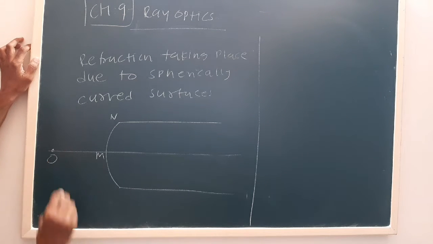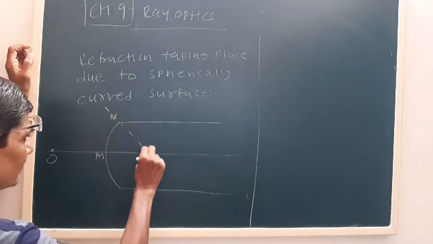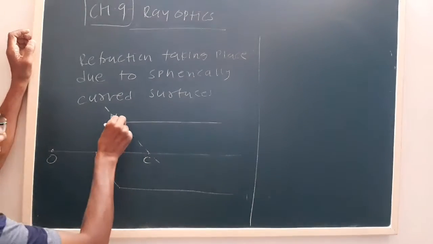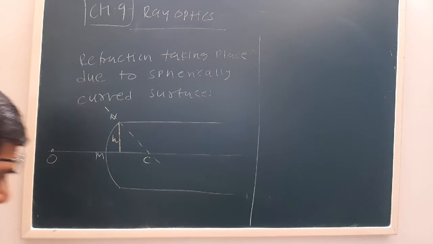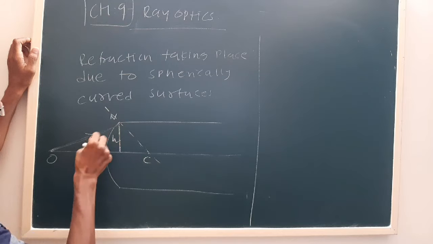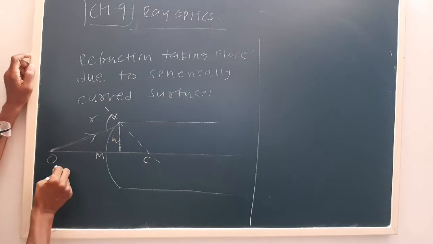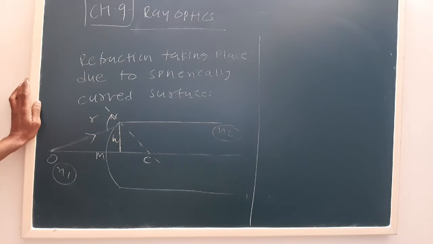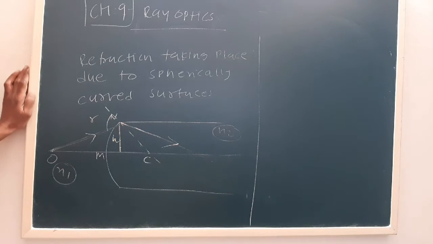Now let us say this MN is our spherical surface, and a point object is here. This is the normal, passing through the center of curvature. Let us say this height is h. The ray is incident at angle I like this. Now by the laws of refraction, let us say here the refractive index is N1 and here the refractive index is N2. When a ray travels from a rarer medium to a denser medium, it moves toward the normal.